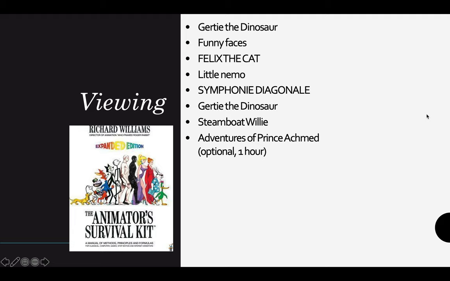Readings, a lot of these are in the PowerPoint, which will be up right after we get out of here. Rudy the Dinosaur, Funny Faces, Felix the Cat, Little Nemo in Dreamland, I don't have that in here. Symphonie Diagonale, Rudy the Dinosaur, Steamboat Willie, and optional Adventures of Prince Achmed, because a little of the content is a little... I'll leave it up to you. It's 1920s ideas of the Arabian Nights. So anyway, that's that.